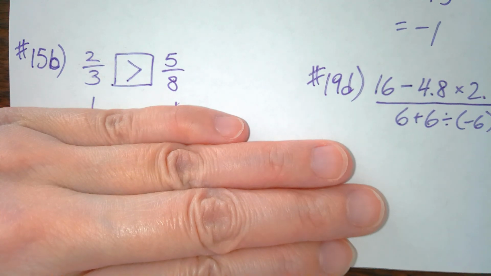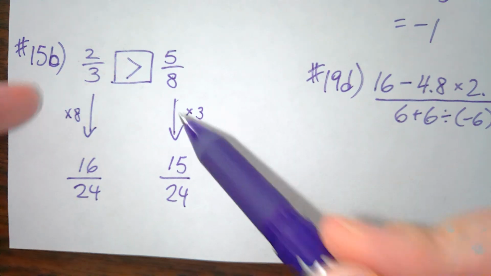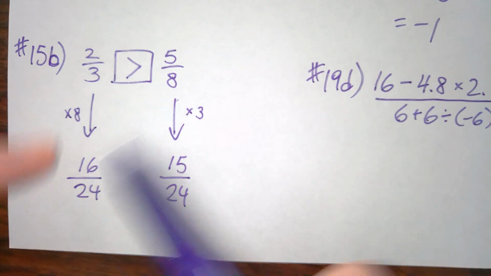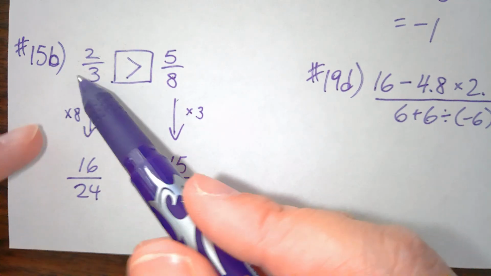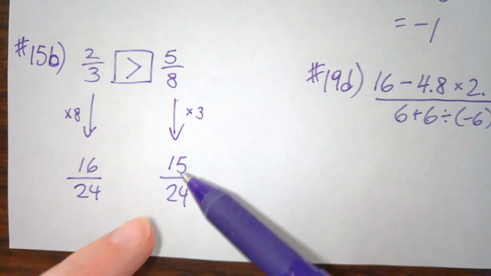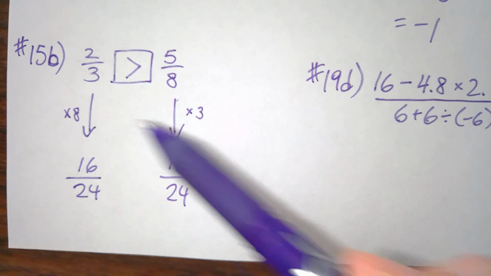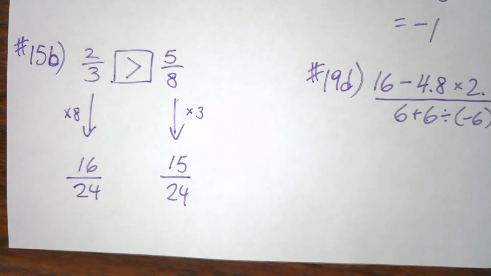If the question is out of 2, then I need to see something like this. What I did was I did common denominator. So once I multiplied this whole fraction by 8, this whole fraction by 3, I saw 16 over 24, 15 over 24. So therefore, it's a greater than.